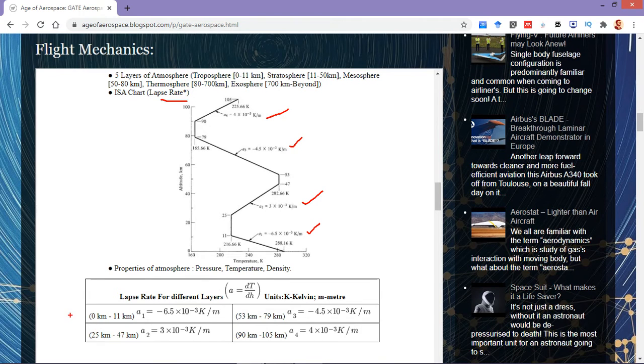So here we can see the lapse rate for A1, that is 0 to 11 kilometers range. This gradient layer, the lapse rate is minus 6.5 into 10 to the power minus 3 Kelvin per meter. This is pretty much important, and this is the most commonly used lapse rate among these four. But if you know all these four, it would be beneficial for you.